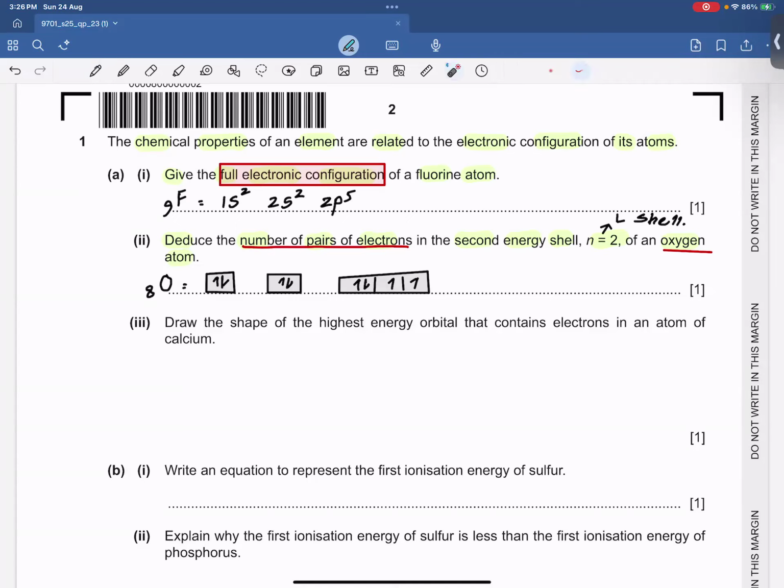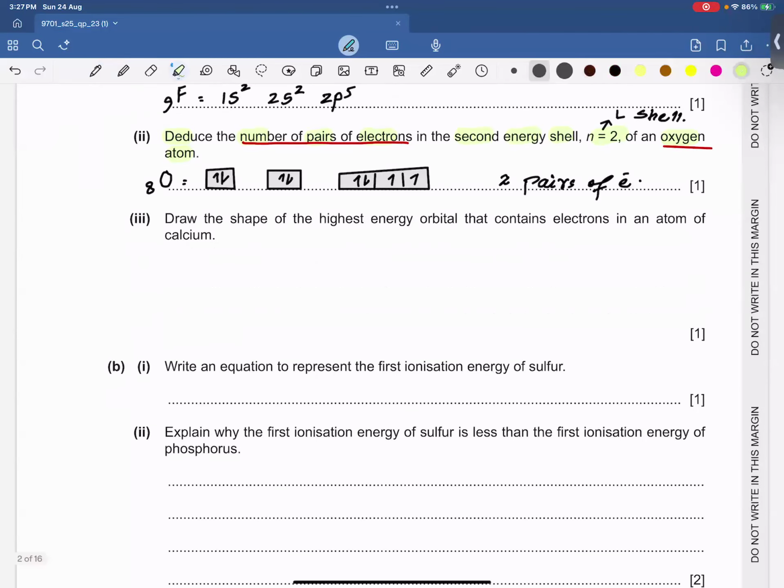So technically, this is n equals 2. And this second shell contains 2 paired electrons, okay? So the right answer is going to be 2 pairs of electrons. So you have to be very, very careful while reading the question, okay?